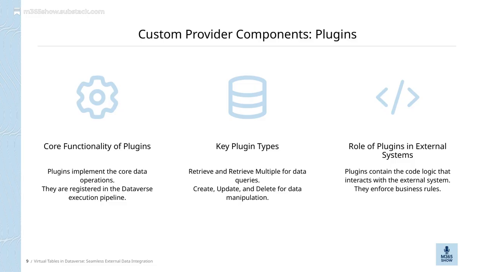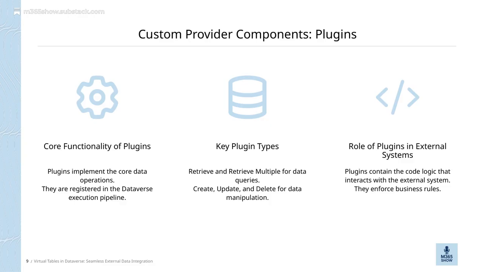Plugins are essentially pieces of code that interact directly with external systems, and they play a crucial role in enforcing business rules. Think of them as the connectors that ensure data flows correctly and that the logic remains consistent across systems. When it comes to data queries, plugins handle retrieve and retrieve multiple operations, enabling us to fetch data efficiently. For data manipulation, they manage create, update, and delete actions, making sure that changes are applied correctly and in accordance with our rules. Key plugin types are responsible for implementing these core data operations.